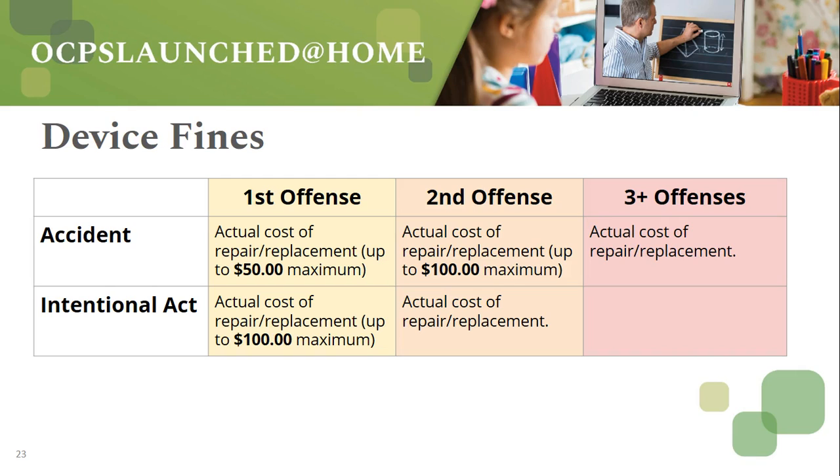Device fines are as follows. For accidents, the first offense is the actual cost of repair or replacement up to a $50 maximum fine. The second offense is the actual cost of repair or replacement up to a $100 maximum fine. Three or more offenses is the actual cost of repair or replacement of the device. For intentional acts, the first offense is the actual cost of repair or replacement up to a $100 maximum fine. On the second offense, it is the actual cost of repair or replacement of the device.